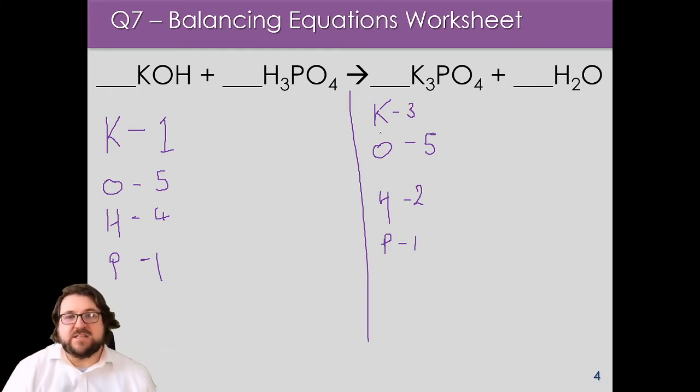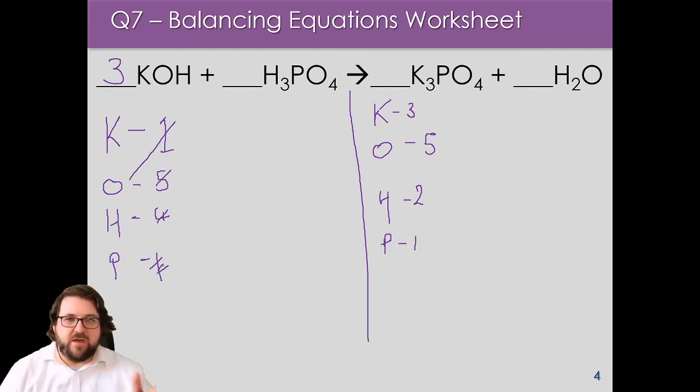But as I mentioned, balancing the biggest disparity first tends to solve a lot of problems. So which one's the biggest disparity? It's the potassium, isn't it? I've got 3 potassiums on the right hand side and only 1 on the left. So in order to make this correct, I'm going to put a 3 here, and then I'm going to cross everything out and update it all.